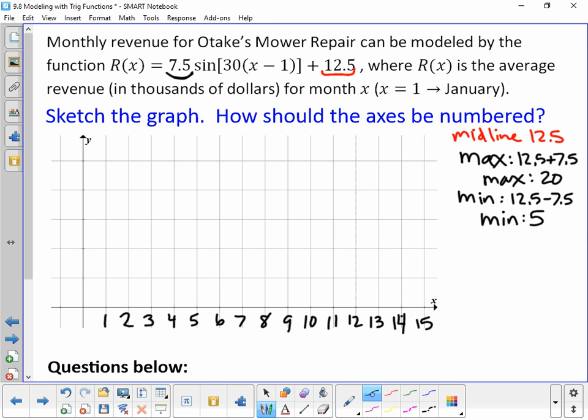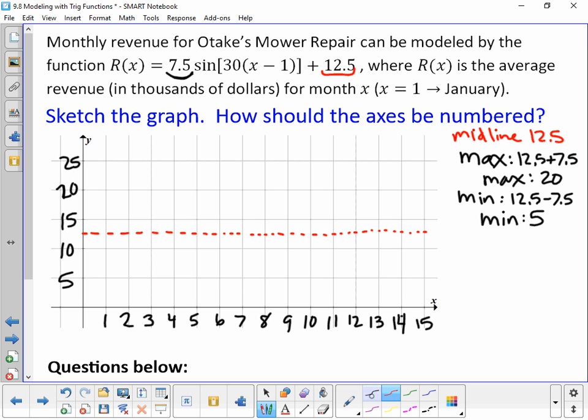So I think a good idea over here would just be to count by 5s. 5, 10, 15, 20, and 25. So if we sketch in that midline, we said the midline was going to be at 12.5. That would just be right here, in between the 10 and the 15, exactly halfway.